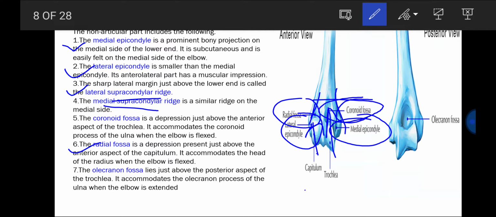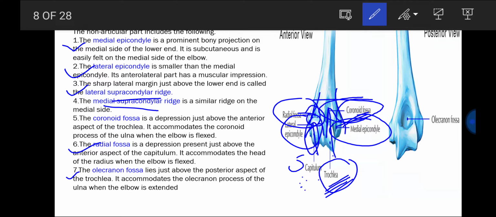The capitulum is attached with the radial head, and both are rounded in shape. So here above the capitulum there is the radial fossa. For the trochlea, there is some similarity in pronunciation: trochlea, coronoid. So above that is the coronoid fossa. Remember it like that. Radial fossa, okay, done.